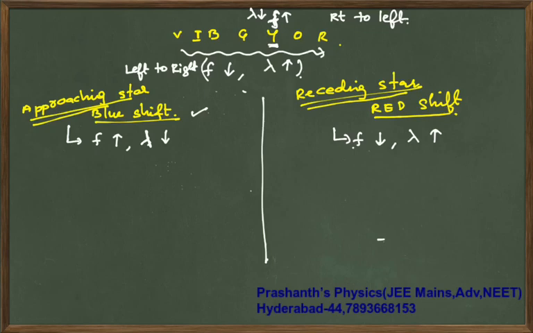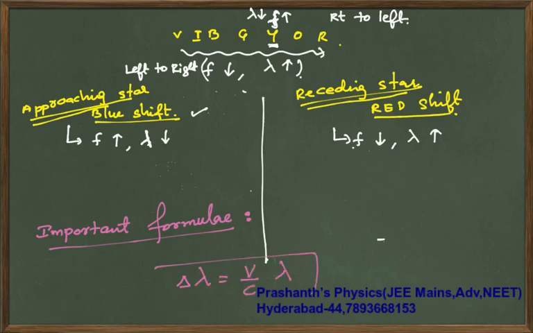Now, problems will come from one formula, apart from the previous formulas that I have given. The important formula that you are going to use in both cases is the change in wavelength: delta lambda is v by c into lambda. This is called the Doppler shift. What is this called? Doppler shift, which is the difference in wavelength, and you can express this even in terms of frequency.